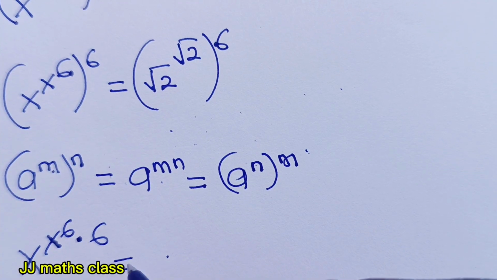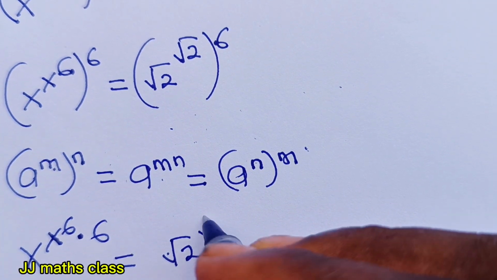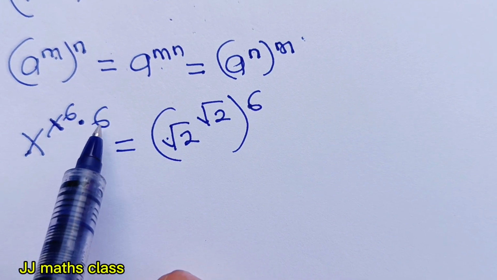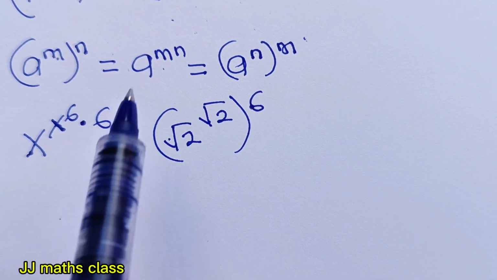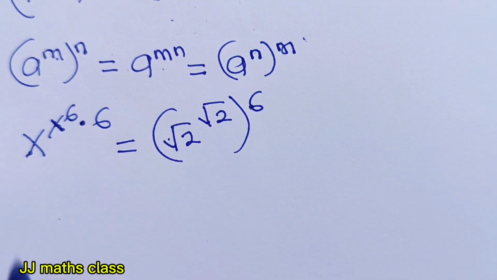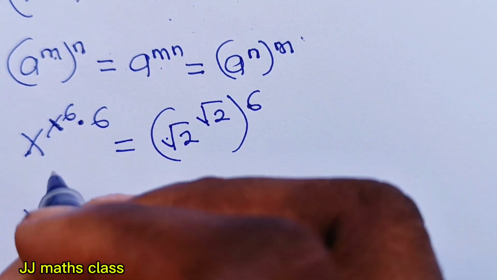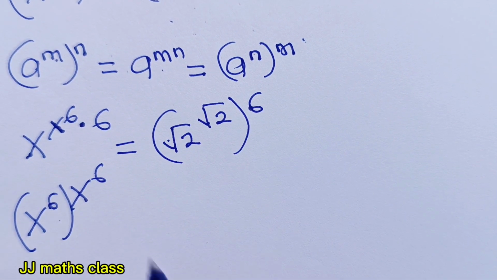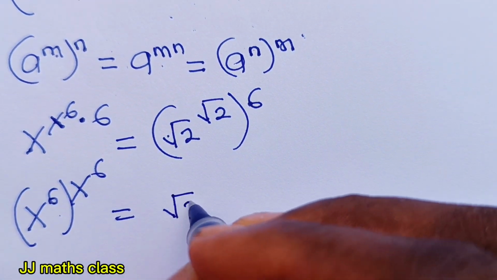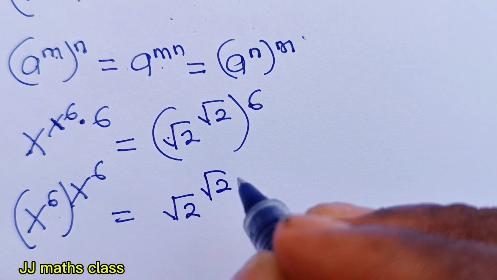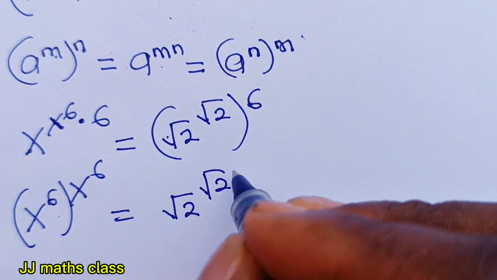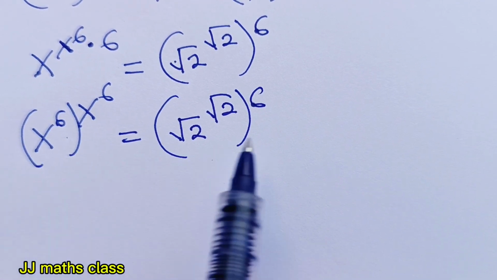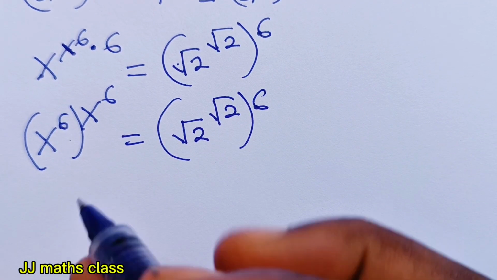is equal to root 2 raised to the power of root 2 raised to the power of 6. Now, remember that we can bring this in and take the other power out according to this. So we have x to the power of, let me bring this in, 6 raised to the power of x to the power of 6, is equal to square root of 2 raised to the power of square root of 2 raised to the power of 6. Now, I've gotten what I want for the left-hand side. Let's now concentrate on the right-hand side.